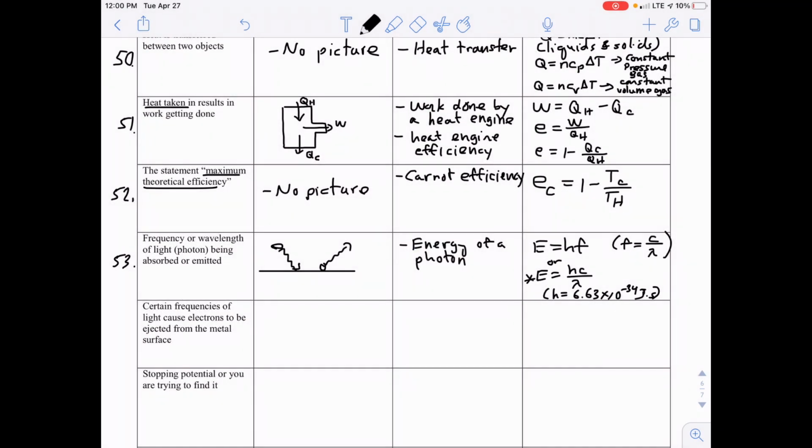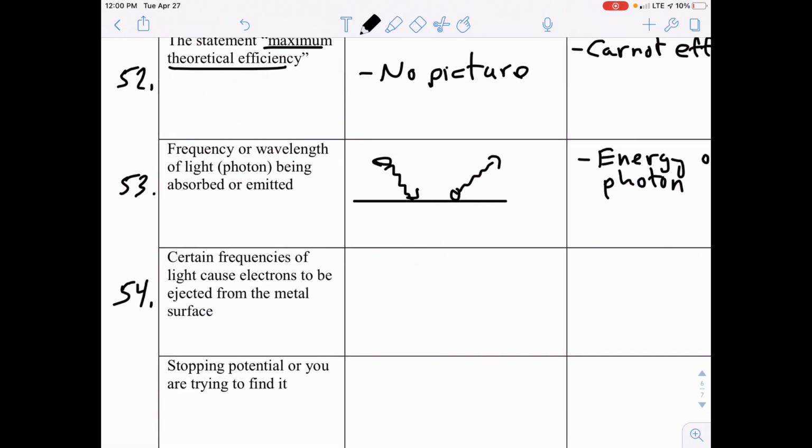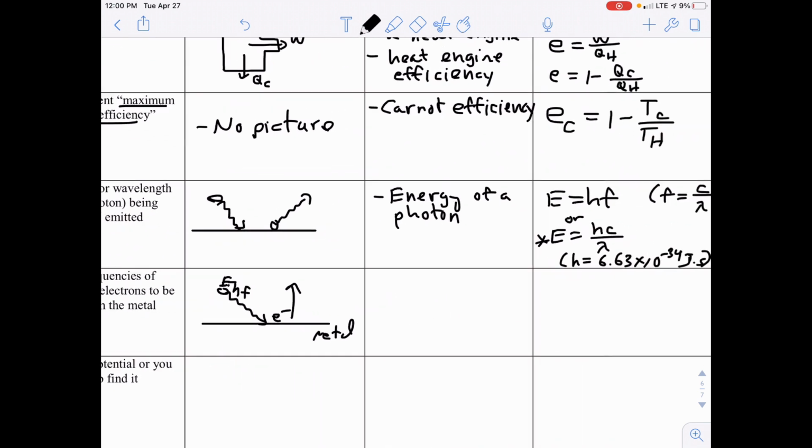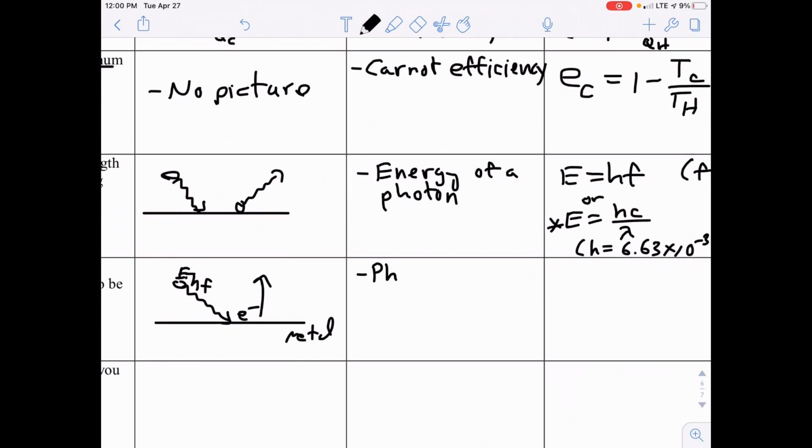Now in question 54, we have certain frequencies of light that cause electrons to be ejected from a piece of metal. So we have a piece of metal and light photons of a certain energy, hf, and thus a certain frequency. They come in, they hit, and it causes electrons to be ejected from the metal surface. This is a phenomenon known as the photoelectric effect.